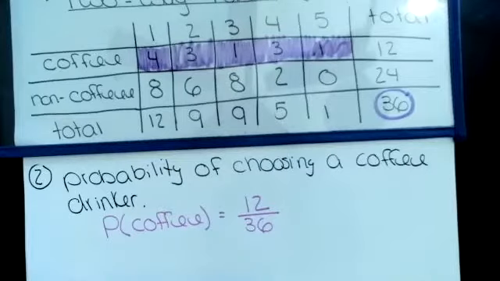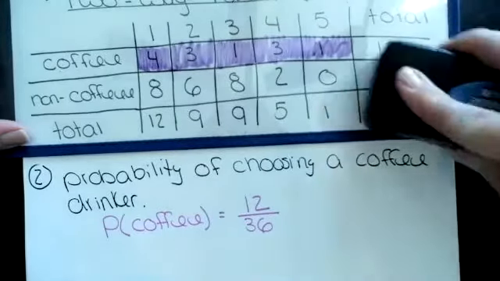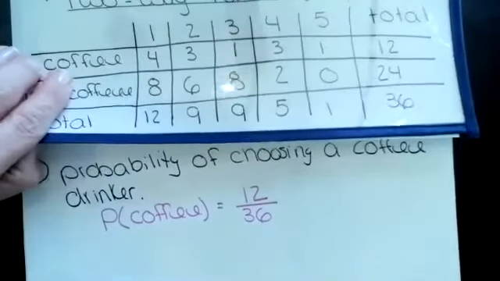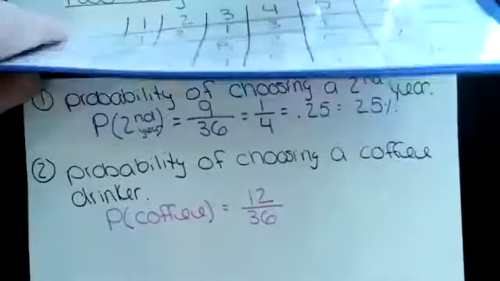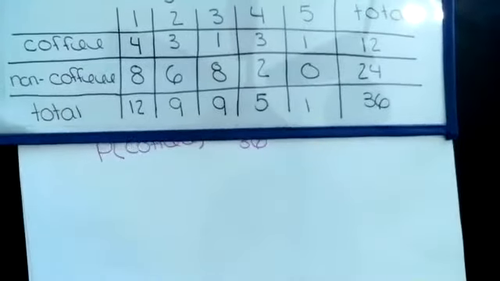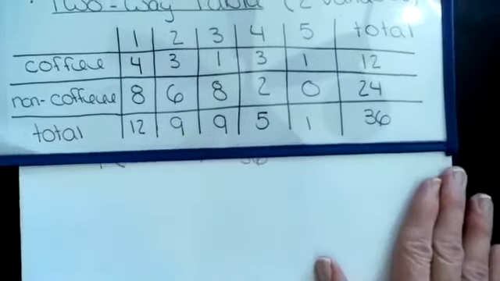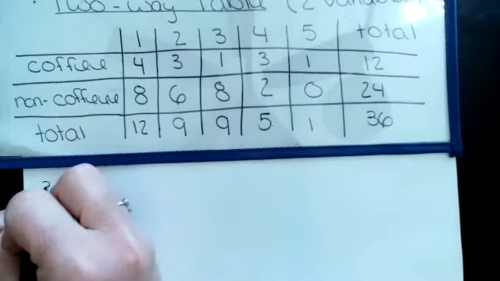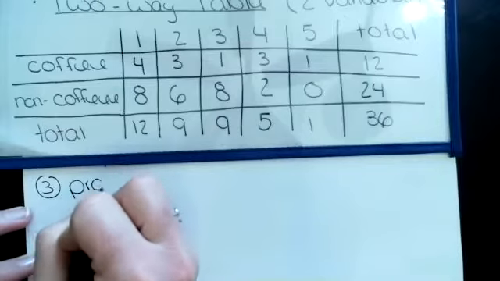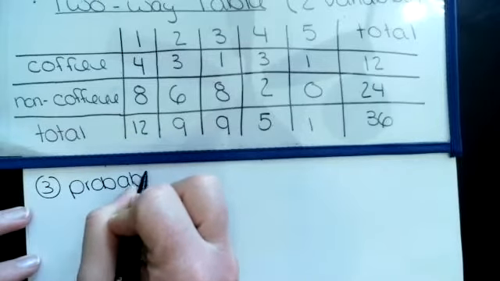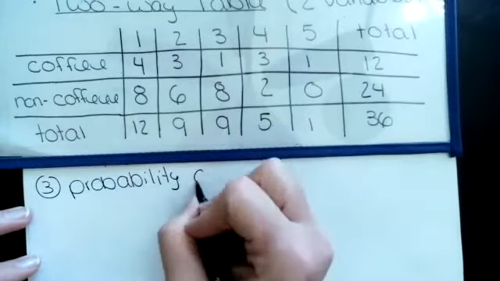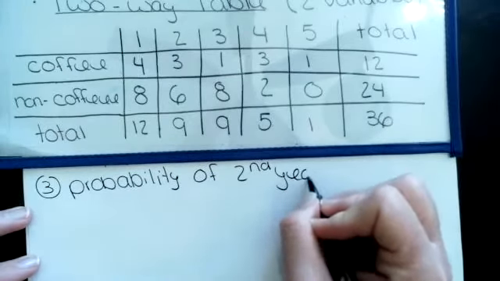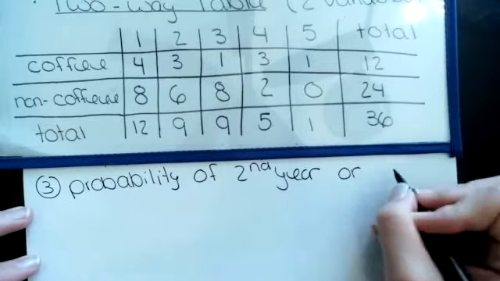Now let's go ahead and take it a step further. So let's add a little bit more to this. So let's take a look at the probability of a second year student or coffee drinker.